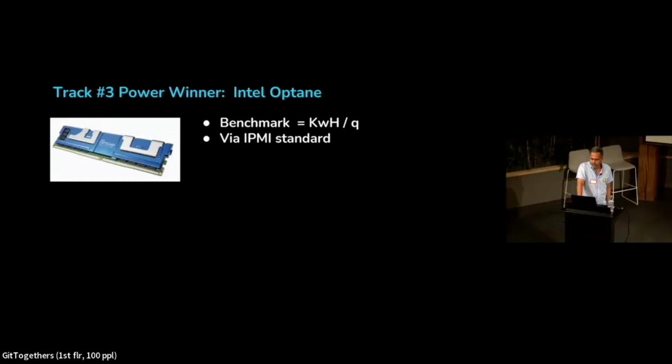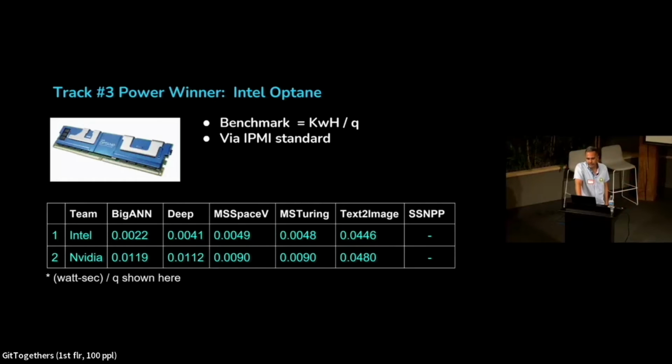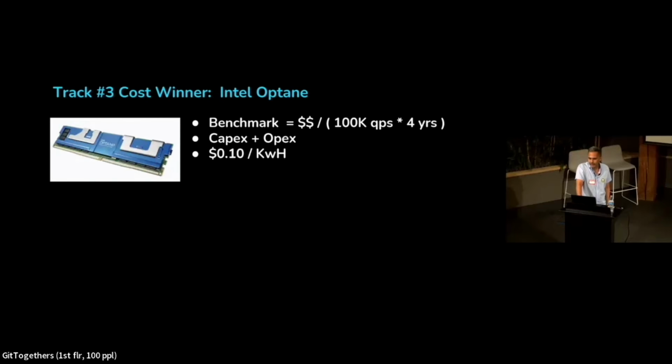Power has become very important for a lot of state-of-the-art algorithms. We think of GPUs as being power hungry, but we also want to make sure that we're power efficient when we're talking about vector search as well. So our metric for power was measuring power per query, and we leveraged the IPMI standard that data centers use in order to monitor the power of hardware. And you can see here that for Intel, lower is better. Intel won by a factor, or even an order of magnitude, in this competition. NVIDIA was second.